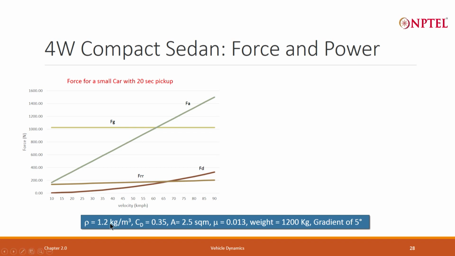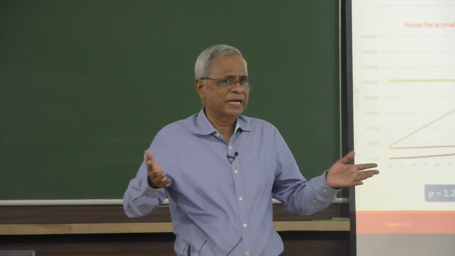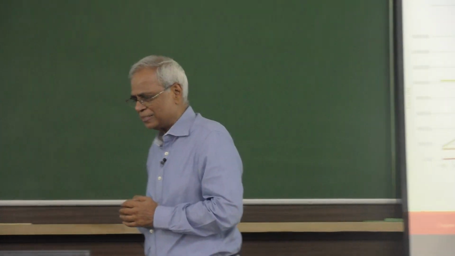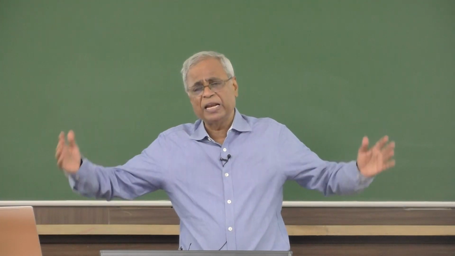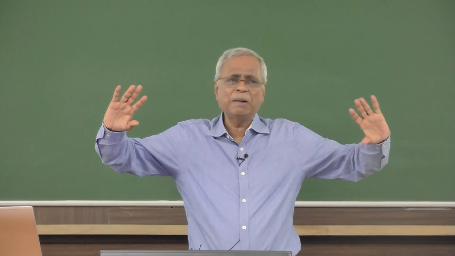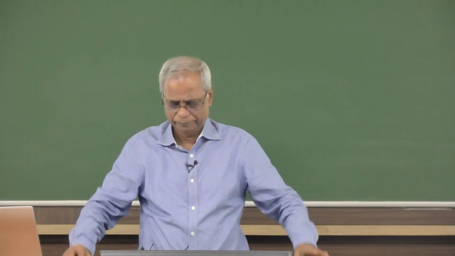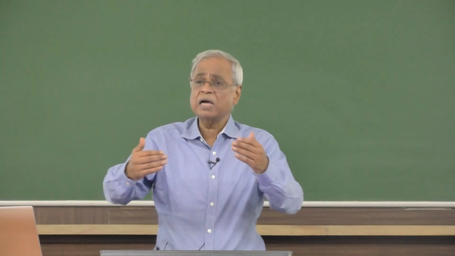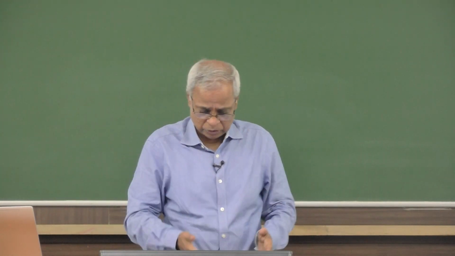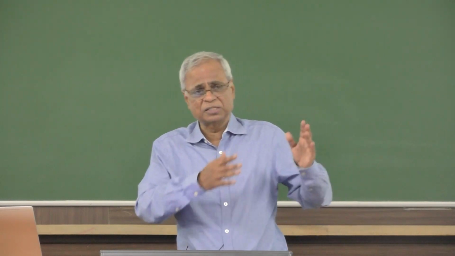The air density remains the same, the drag coefficient is 0.35. If you look at the drag coefficient that I talked about yesterday, you will see 0.35 for a sedan kind of vehicle, a compact sedan. It is a compact, not very large vehicle. It is a little bit like your Ambassador vehicle of yesteryears. Area is larger, 2.5 square meter, even larger than the 3-wheeler.